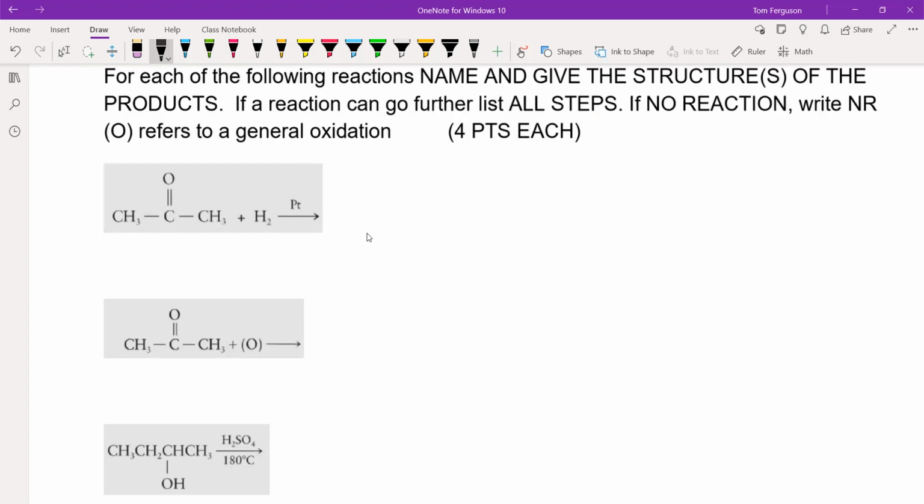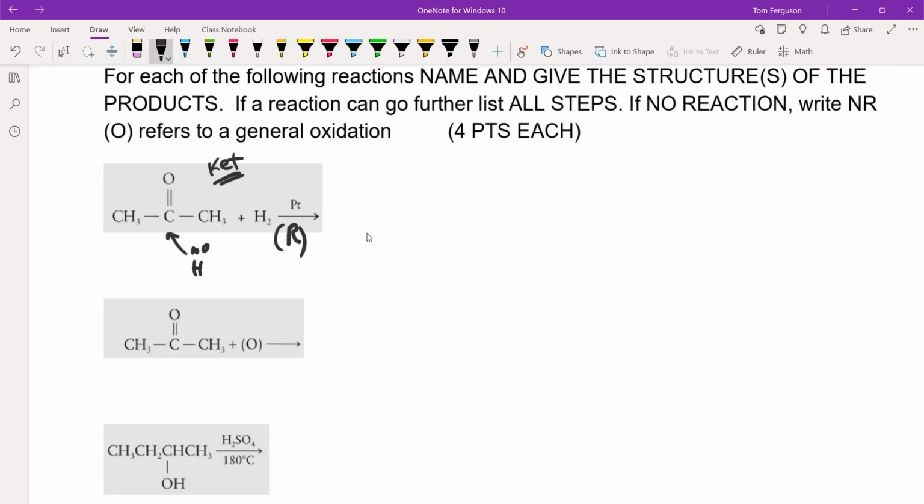Aldehydes have to have what? The H, all the time. This is a ketone, right? Yep, ketone. No H's. Aldehydes are at the end, ketones are in the middle. Okay, so we have a reduction going on here.